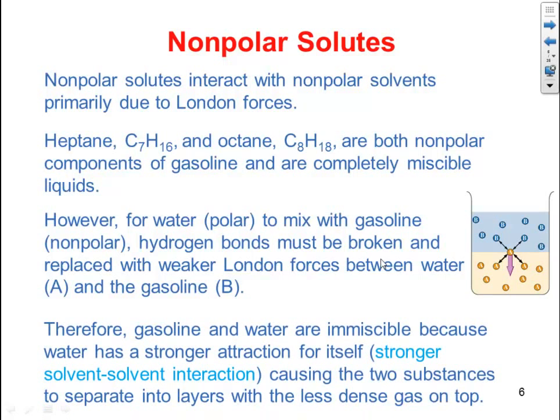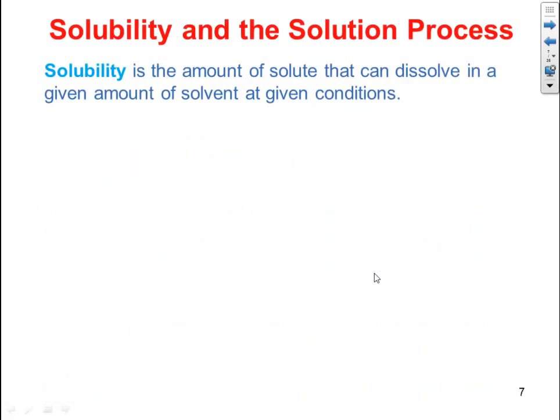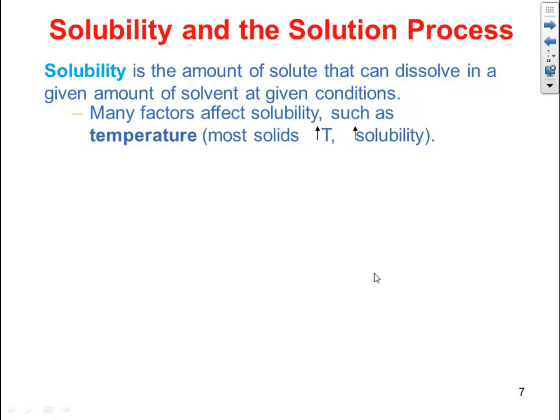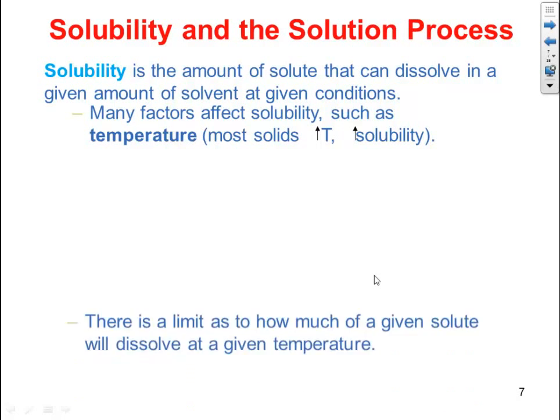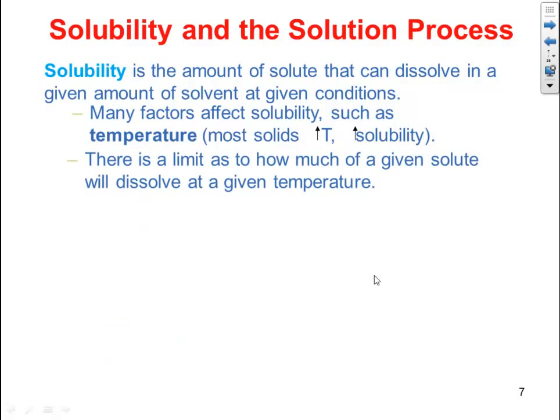Therefore, gasoline and water are immiscible because water has a stronger attraction for itself, stronger solvent-solvent interaction, causing the two substances to separate into layers with the less dense gas on top. Solubility is the amount of solute that can dissolve in a given amount of solvent at given conditions. Many factors affect solubility, such as temperature. For most solids, if you increase the temperature, you're going to increase the solubility. There is a limit as to how much of a given solute will dissolve at a given temperature.